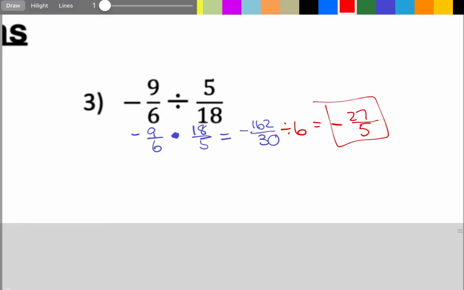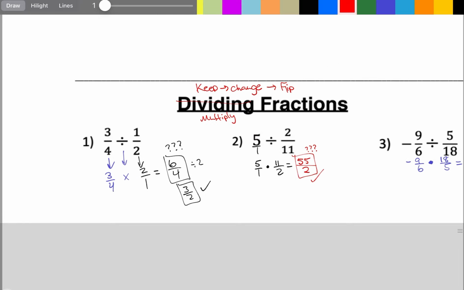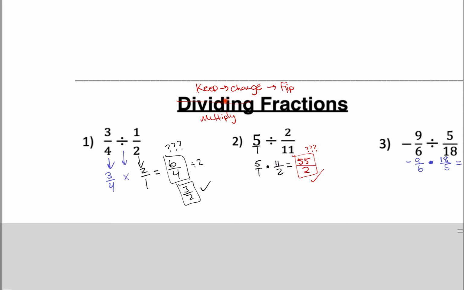Easy money. So again, we do not divide fractions. We change division to multiplication using the keep, change, flip.